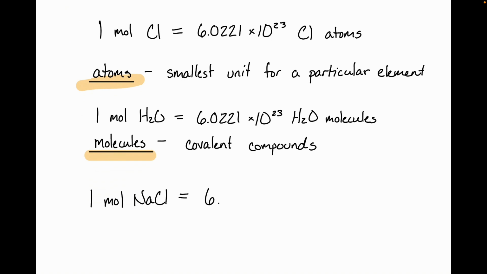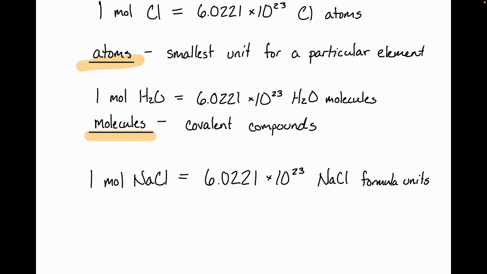But technically speaking, for ionic compounds, 1 mole would be equal to 6.022 times 10 to the 23 NaCl, what we call formula units. Okay, this is the analogy of a molecule, but when you're talking about an ionic compound, we call them formula units. All right, so formula units, these are now ionic compounds.